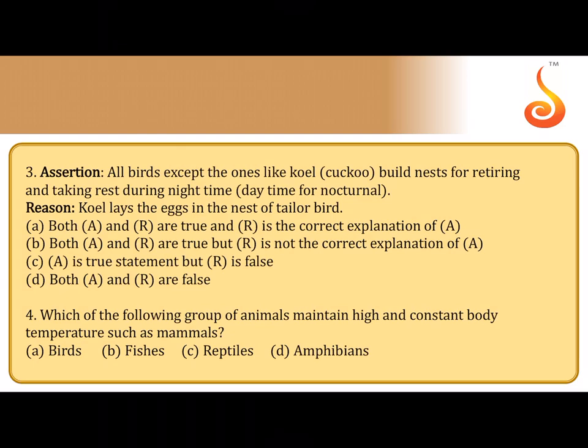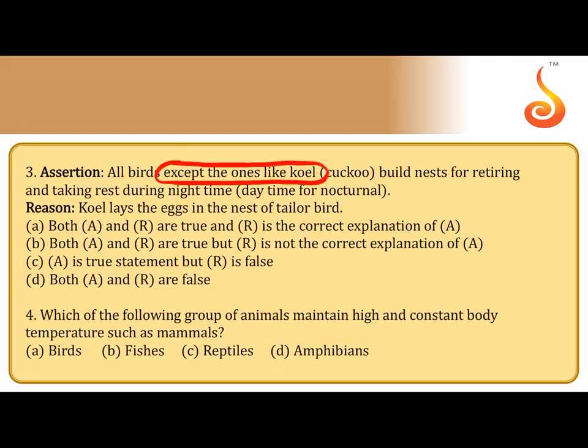Next, assertion. All birds except the ones like quail build nests for retiring and taking rest during the night time. So it's not like except the quail. The quail also would build the nest. So we would say that assertion is wrong. Then, quail lays the eggs in the nest of a crow, not a tailor bird. So reason is also false. So both assertion and reason are false. So it is the last option.